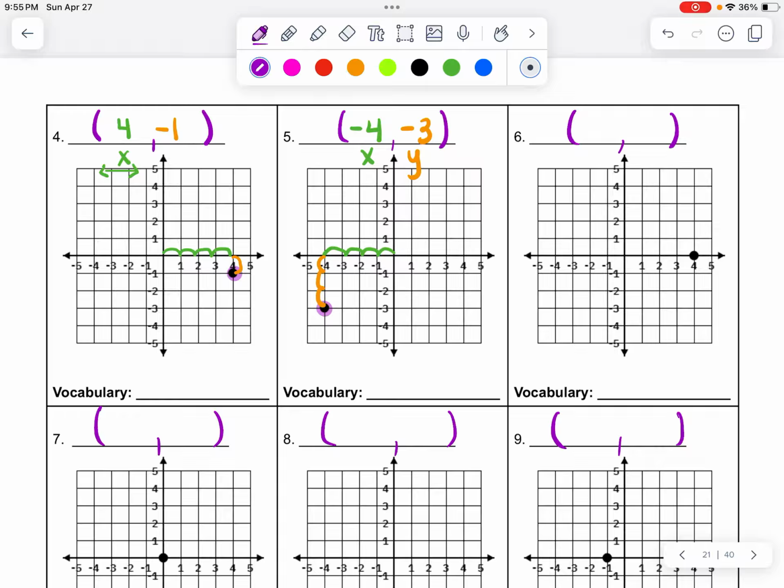To get to this point, we would go right 4 spaces, and then we would not go up or down. So the y is 0. For vocabulary, this point is in quadrant 4. This point is in quadrant 3. And the number 6 point is on the x-axis.